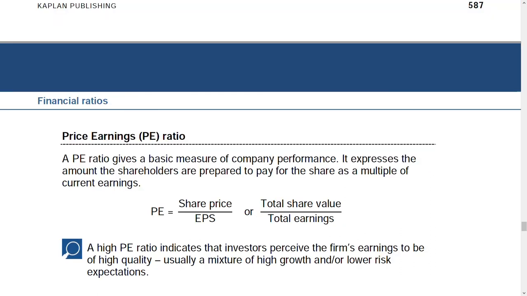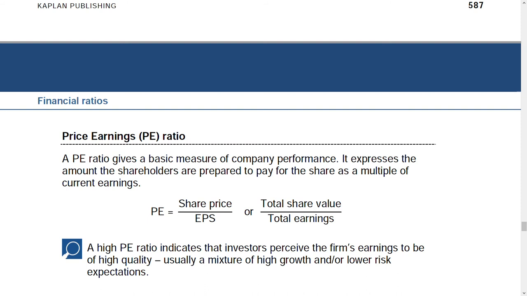Next, price earnings ratio. EPS and PE ratio are linked. You have to be good in both of those ratios. Even in AFM, it's very much needed. So a PE ratio, what does it do? It gives a basic measure of the company performance. Now, if you see here, they're talking about the company performance. There also, when we studied profitability ratios, they're talking about performance.